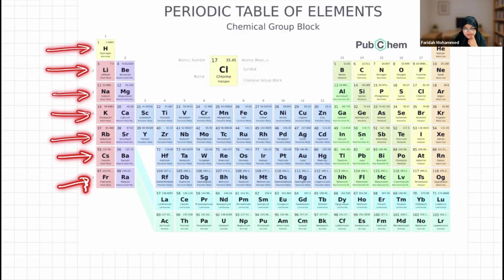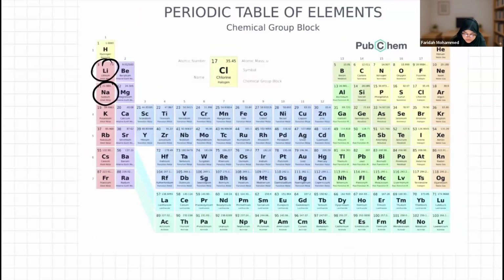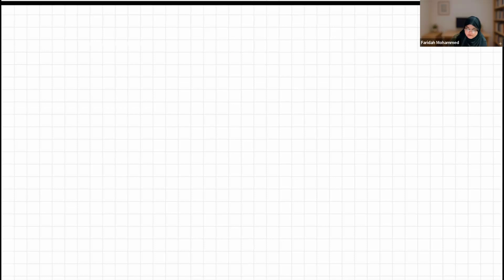They have the same number of shells, okay? So for example, if I would draw between lithium and sodium, let me draw the Bohr structure. Lithium has 3 and sodium has 11. Lithium has 3 protons, right? I'm just going to write 3p.